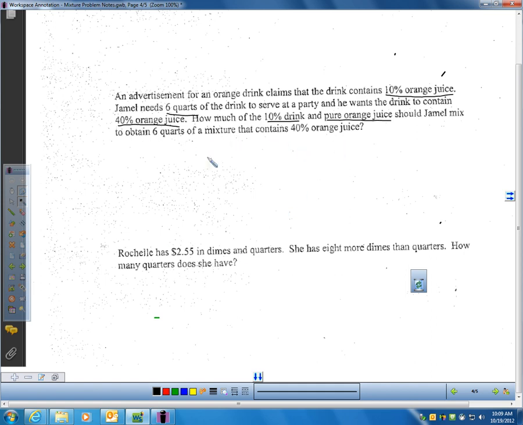So a lot of information there. Let me write down in words what Jamel's going to do. Sounds to me like he's going to take 10% orange juice drink, and he's going to mix it with pure orange juice. I'll just put pure OJ. And when he's done mixing those, he wants that to be 6 quarts of 40% orange juice.